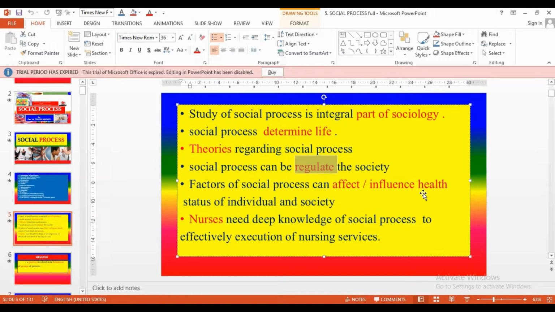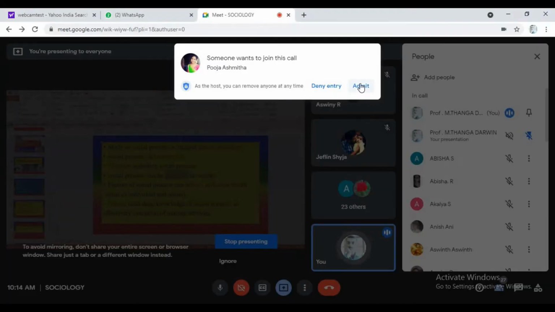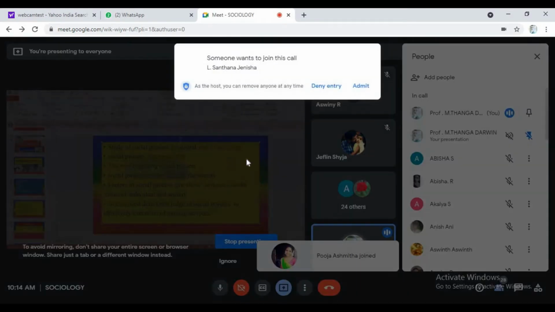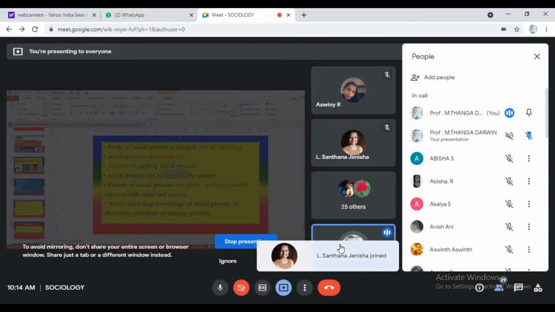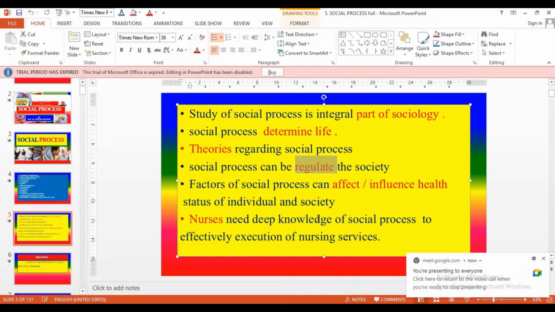Then in nursing concern, every nurse needs deep knowledge regarding social process to deliver healthcare services efficiently in hospital settings as well as community settings. So this knowledge is used to solve various problems in caregiving settings.